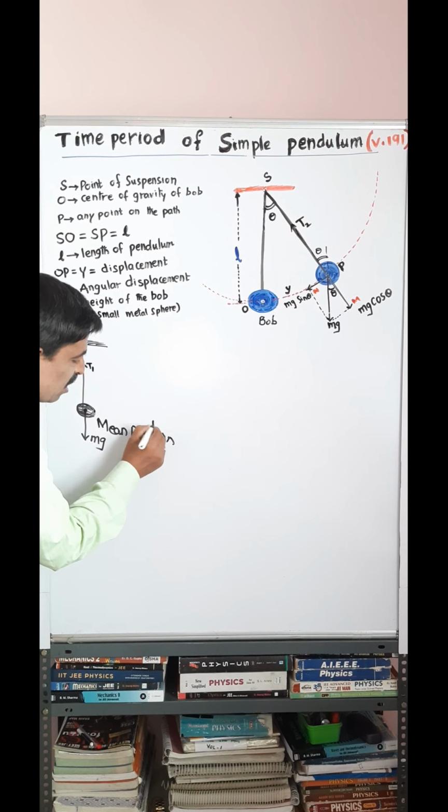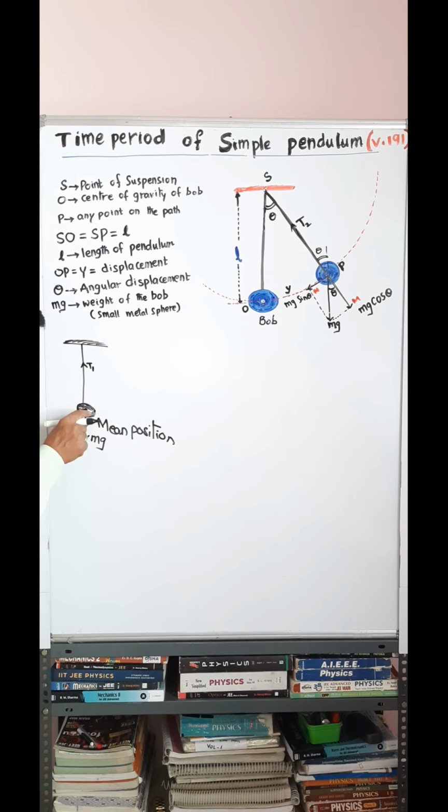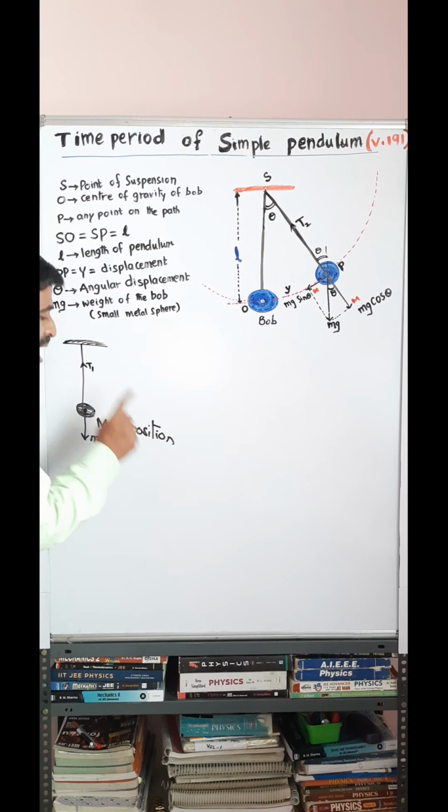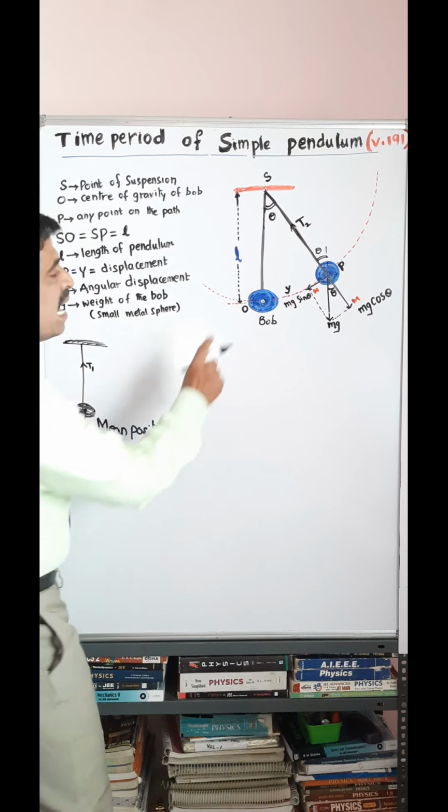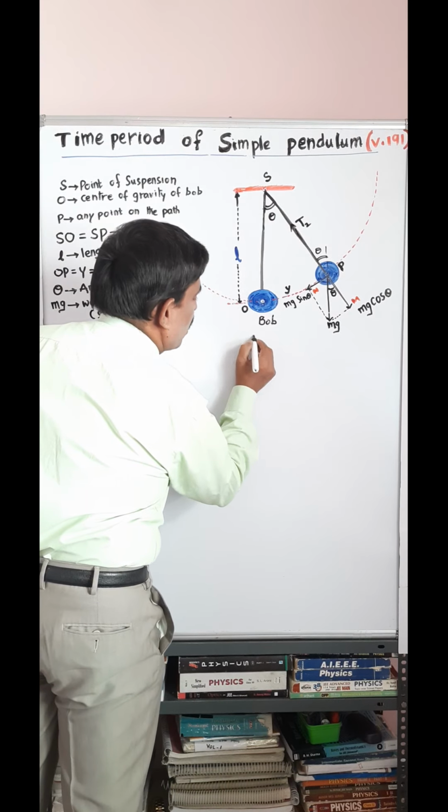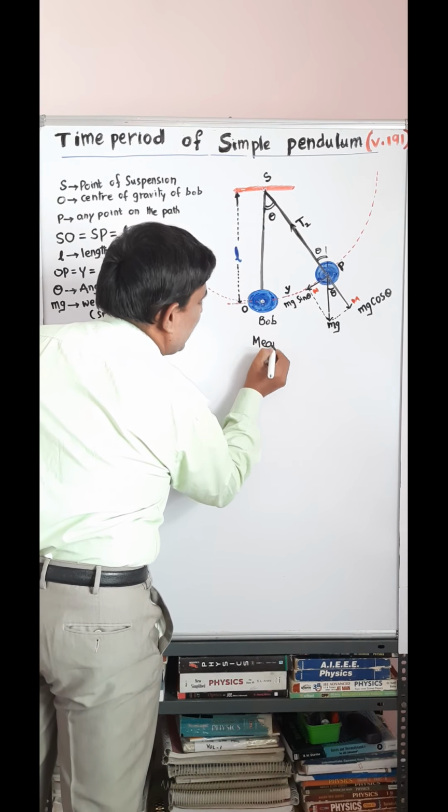Here, the resultant force acting on this simple pendulum is 0. The weight of the pendulum is acting vertically downward. This weight is balanced by the tension in the string, which is acting towards the point of suspension. This position we call the mean position or equilibrium position.